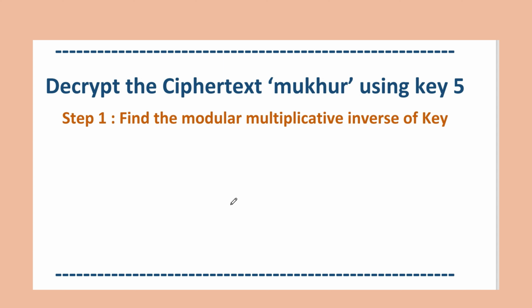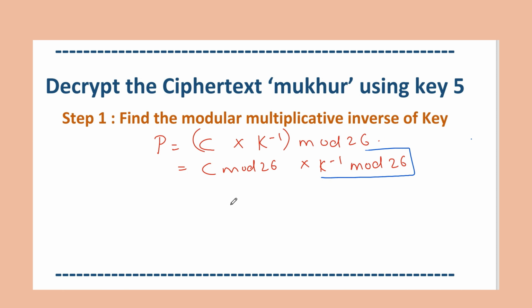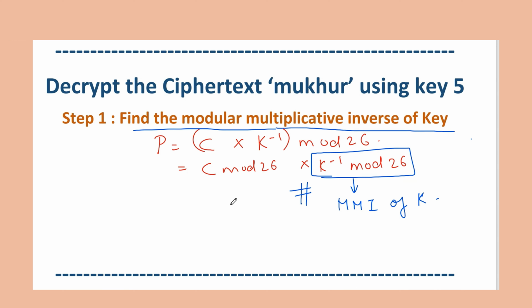So the first step is to find modulo multiplicative inverse of key. Why do you need this? Because the decryption formula which recovers the plain text is given as C into K inverse mod 26. This is basically nothing but C mod 26 into K inverse mod 26. So the K inverse mod 26 is basically the modulo multiplicative inverse of K. So in order to decrypt the cipher text using multiplicative cipher, the first step is you should be able to find out the modulo multiplicative inverse of the key.